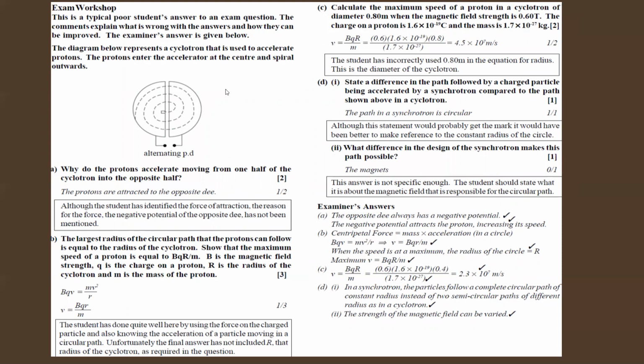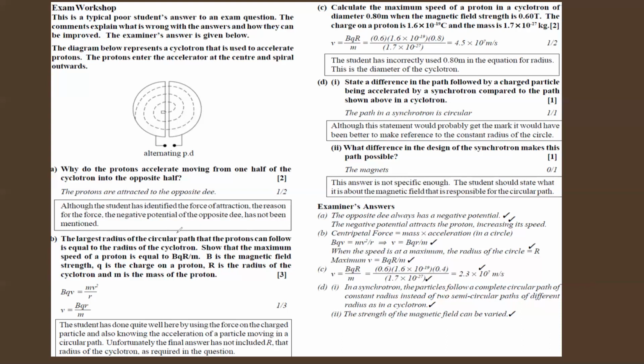The diagram below represents a cyclotron that is used to accelerate the proton. The proton enters the accelerator at the center and spirals out. So why do the protons accelerate, moving from one half of the cyclotron to the opposite half? What is the reason for the acceleration? The reason for acceleration is because the opposite D's have opposite potentials. That's why it is accelerated.